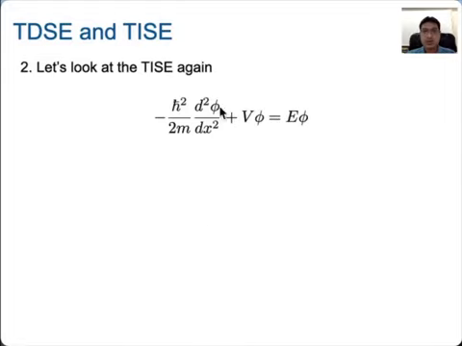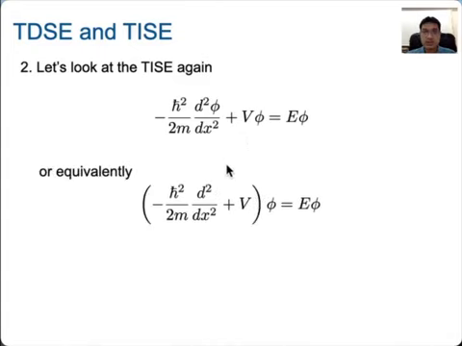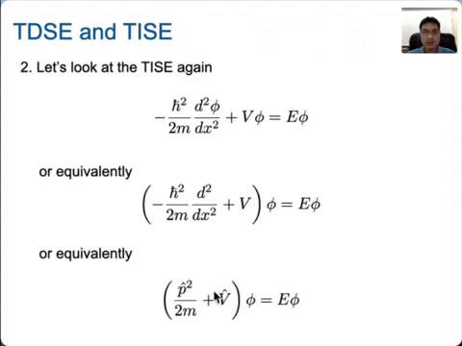Now let's look at this particular time independent Schrodinger equation again. Or equivalently, I can write it down by taking this phi out. And this quantity which I have written in this big bracket is called the Hamiltonian. So I have written this quantity in operator form.